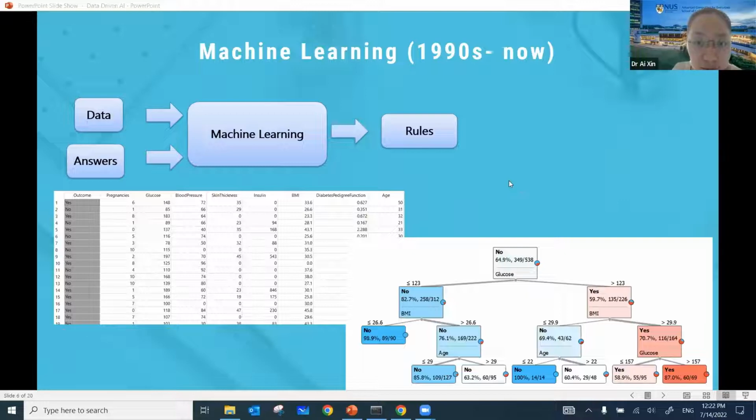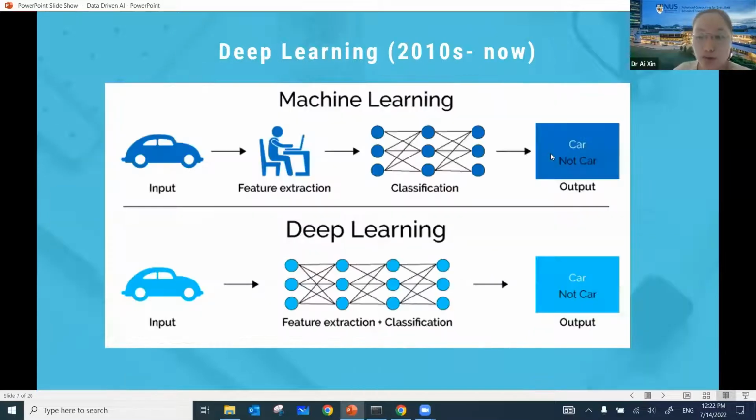Oh yeah, that's train test split. Maybe I need to move on.